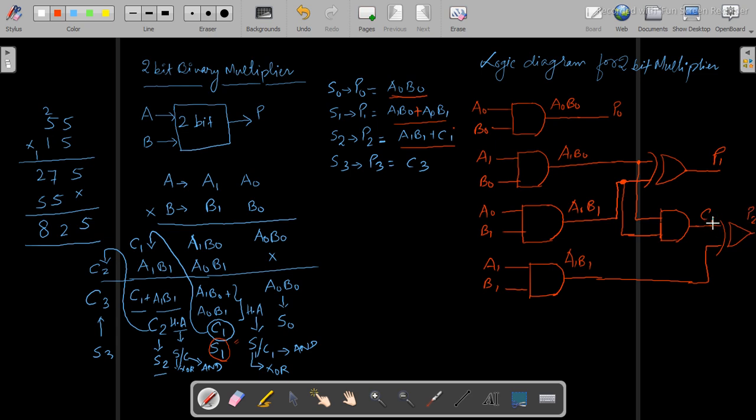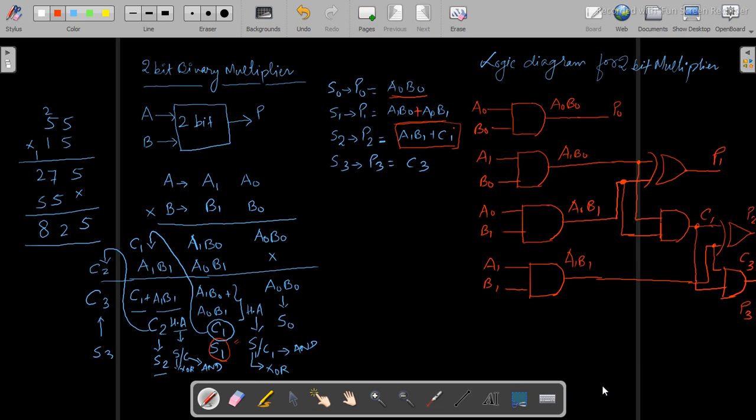One input coming from the C1, another input coming from the A1 and B1. This condition is verified. If in case there is an output, there is a carry, then we need to have another AND gate for that carry output, that will be termed as C3, and in that case C3 is nothing but the sum, and that will be considered as P3. So in that case we can verify and design this 2-bit binary multiplier logic.